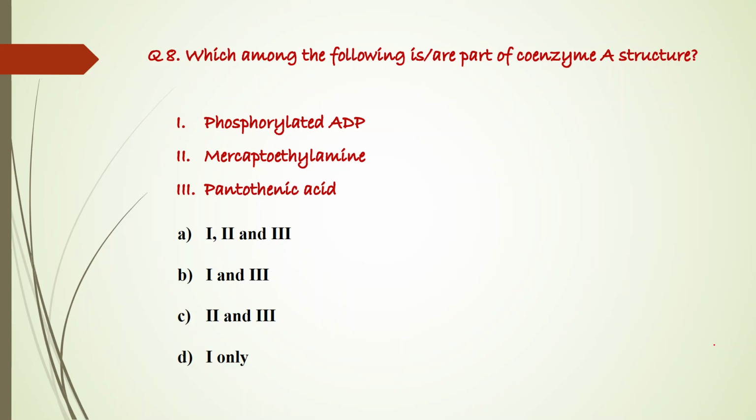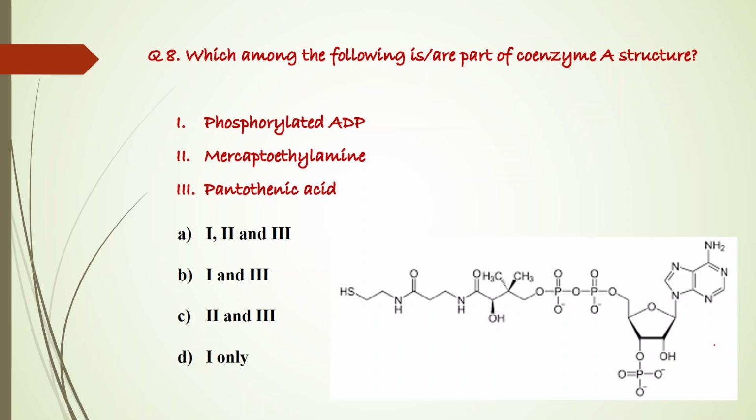Okay, so for that we first of all need to know the structure of coenzyme A. So this is the structure of coenzyme A. Now what are the parts that you can see? Let us first look up to here. What is this? Adenine.